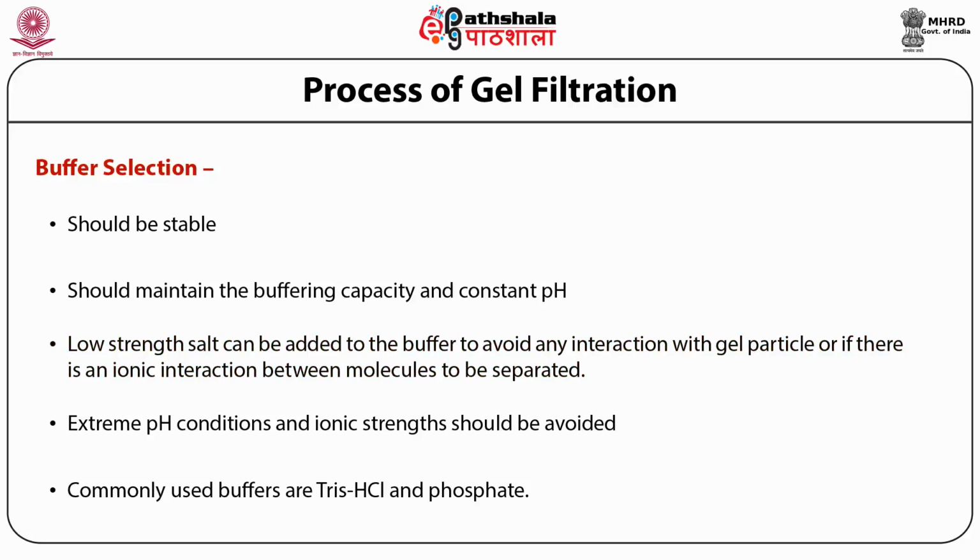Sample buffer does not have to be the same as the buffer in the column. Extreme pH conditions and ionic strength should be avoided because they may affect the gel as well as the separation. Prior to use, all the buffers should be filtered through a 0.22 micron membrane, and some commonly used buffers in gel filtration chromatography are Tris-HCl and phosphate.